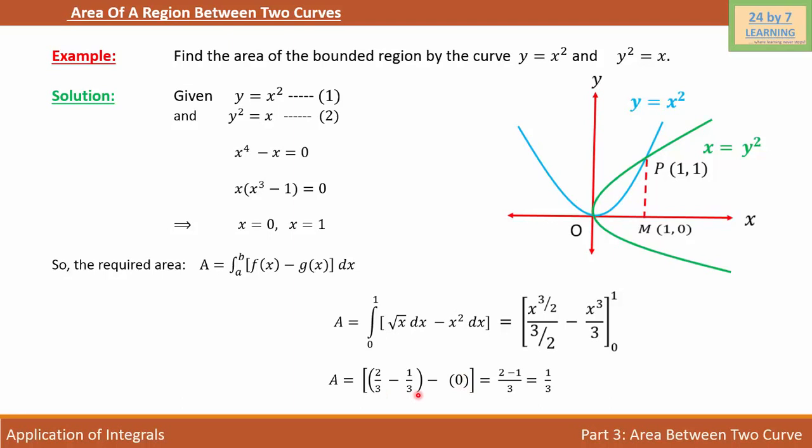If we simplify, we will get 1 over 3. So the area of the bounded region between these two curves is this area, which is equal to 1 over 3.